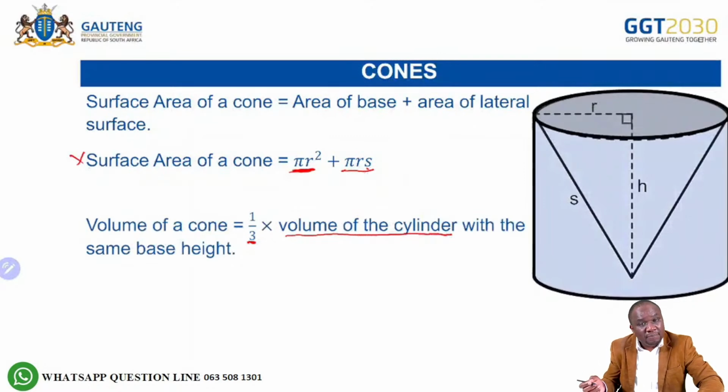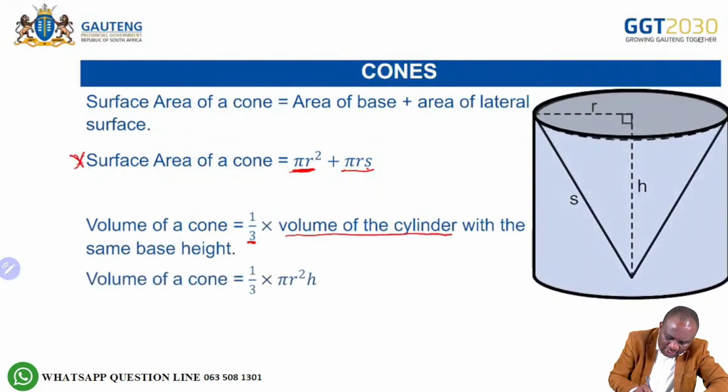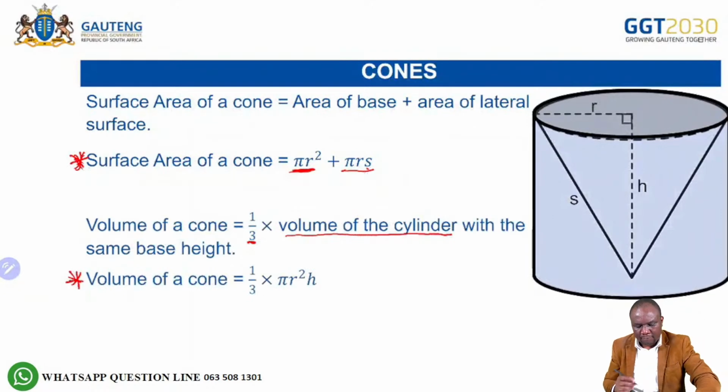Okay, so remember how we find the volume of the cylinder: pi r squared times height. So it means the volume of the cone is going to be 1/3 times pi r squared times height, which is this. Okay, so this is the surface area, this is the volume. Please write these two down before I give you an activity. Let's try. 1 minute.